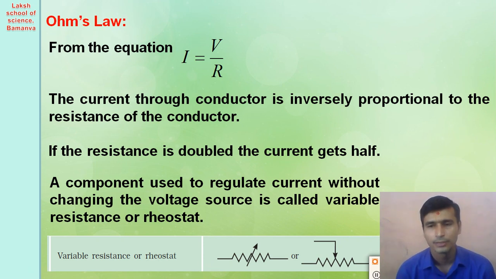If we turn the fan regulator from 1 to 2, the value of resistance decreases, from 1 to 2, 2 to 3, 3 to 4, 4 to 5. As we increase the value of the regulator, the resistance decreases and the electric current passing through this component increases. So the speed of the fan increases as we change from 1 to 2, 2 to 3, 3 to 4, 4 to 5, right.